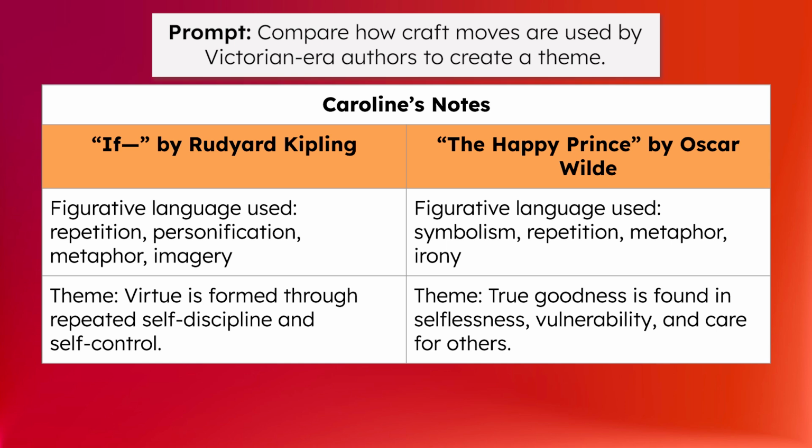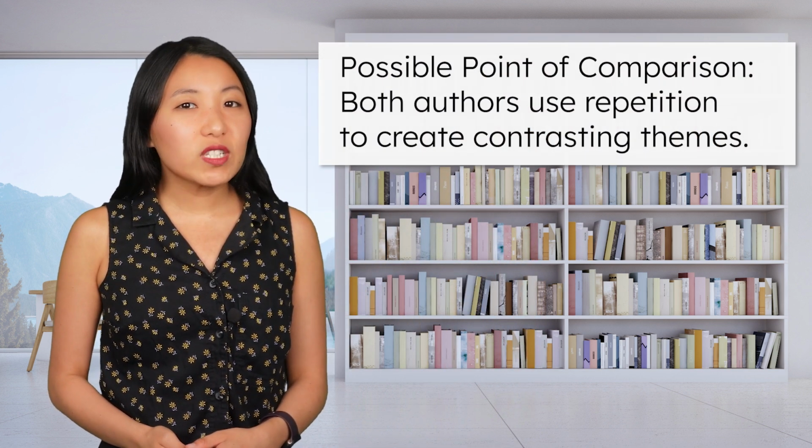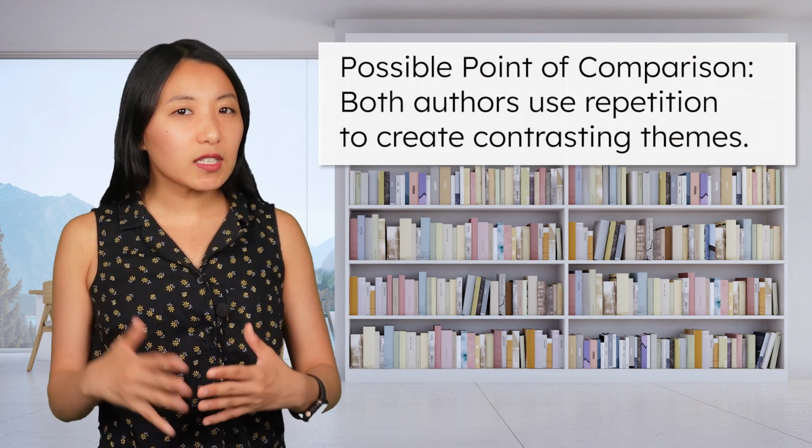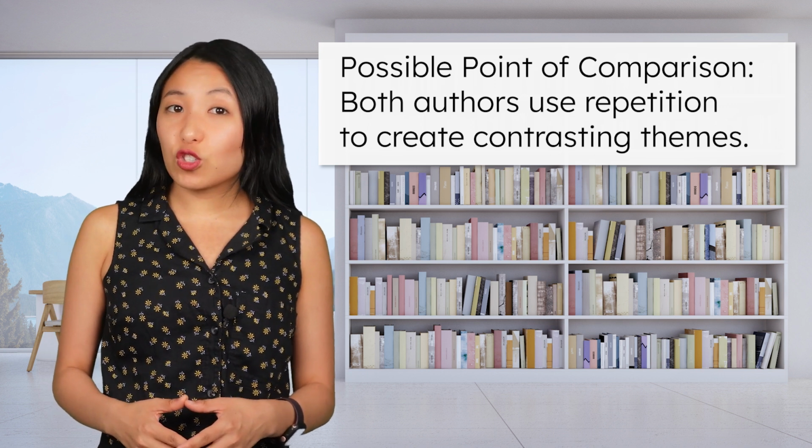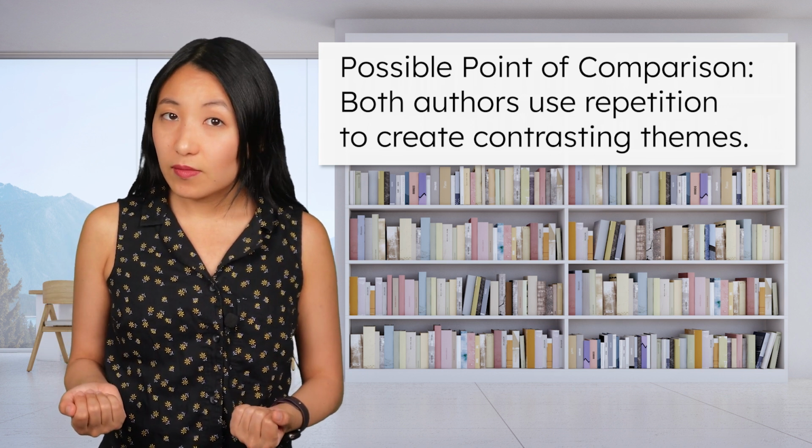If I'm trying to spot a point of comparison by looking at my notes, right off the bat, I notice that both authors use repetition. But my prompt says that we need to compare, not just the craft move, but the themes they create as well. Wilde's repetition was kind of a desperate plea, as he said, "Swallow, swallow, little swallow," while Kipling's "if you can" at the start of every line was more rhythmic and removed. So my point of comparison would be something like, both authors use repetition to create contrasting themes.